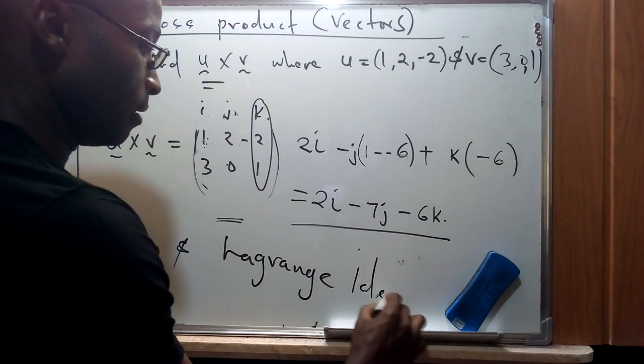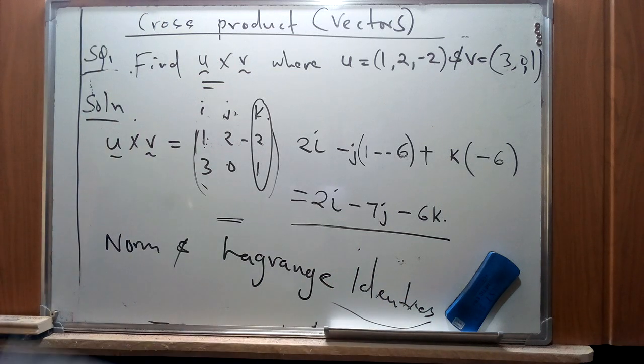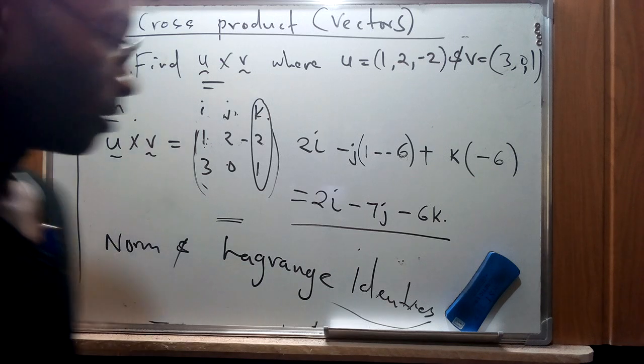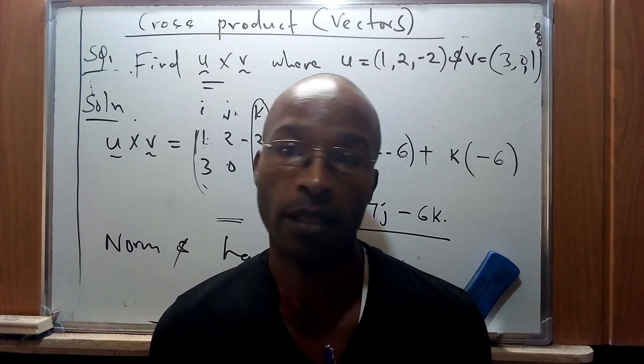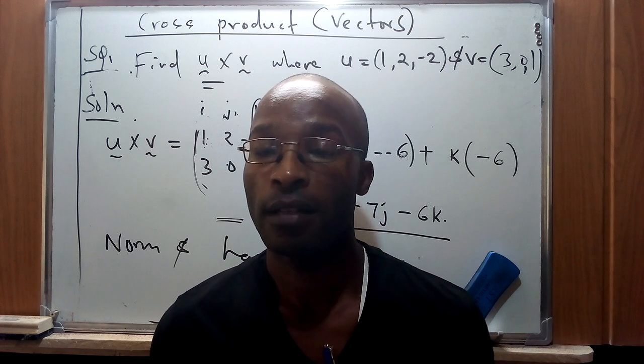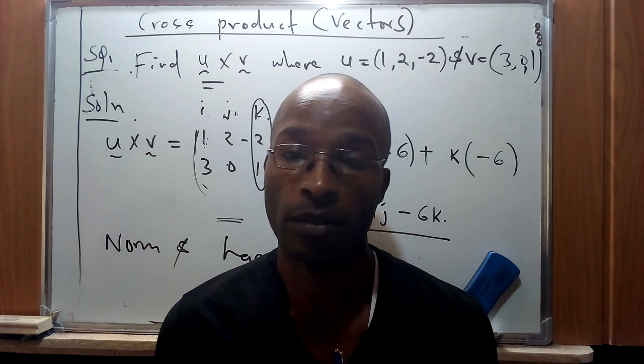the Lagrange identities, which are going to stem from the product of the cross and dot product of some of the vectors, and they're going to assist us in finding applications like the areas of a trapezium. But that is going to be a discussion for another day. So that is how we can do a calculation in finding the cross product of vectors. And I hope this is going to complement other areas that we have already discussed concerning vectors.